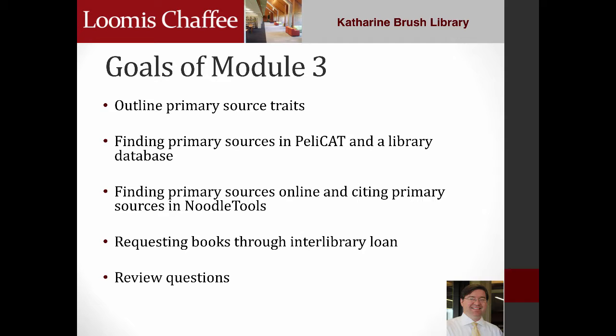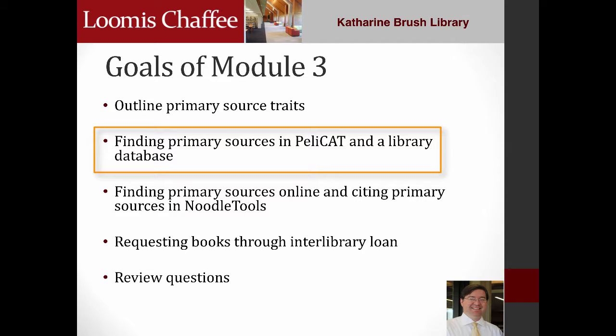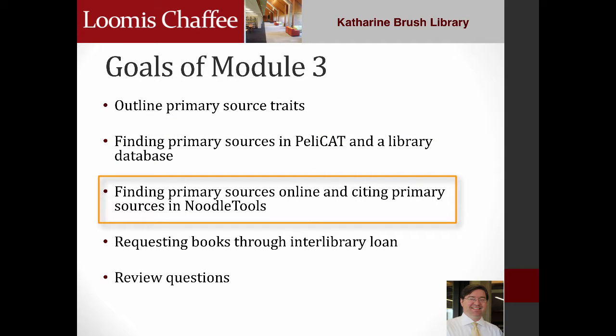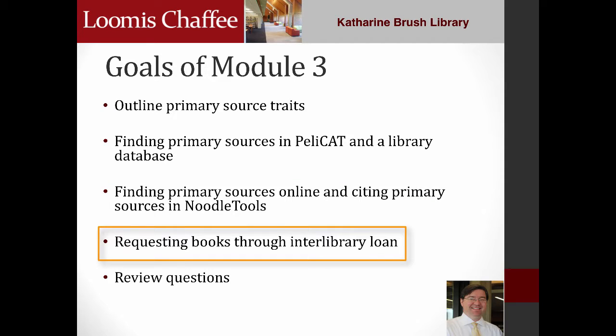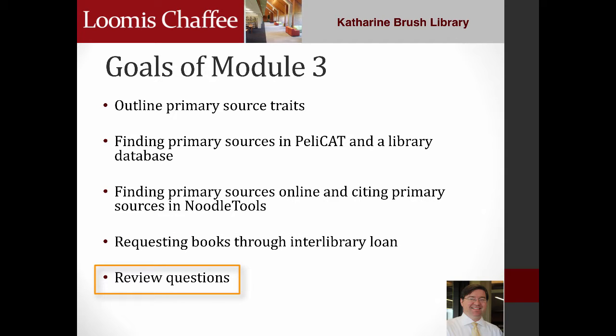There are a total of 4 videos in this module. This first video outlines the traits of primary sources. In the second video, you'll learn how to find primary sources in the library catalog, PeliCat, and library databases. The third video shows you how to find primary sources online and how to cite primary sources in Noodle Tools. The final video explains the process of requesting materials through interlibrary loan when you need something that isn't available at the Kaplan Brush Library. At the end of each video, you'll answer several review questions.